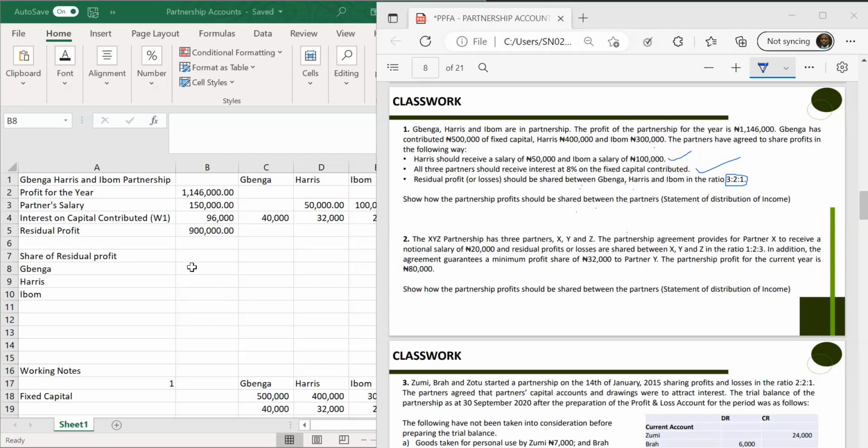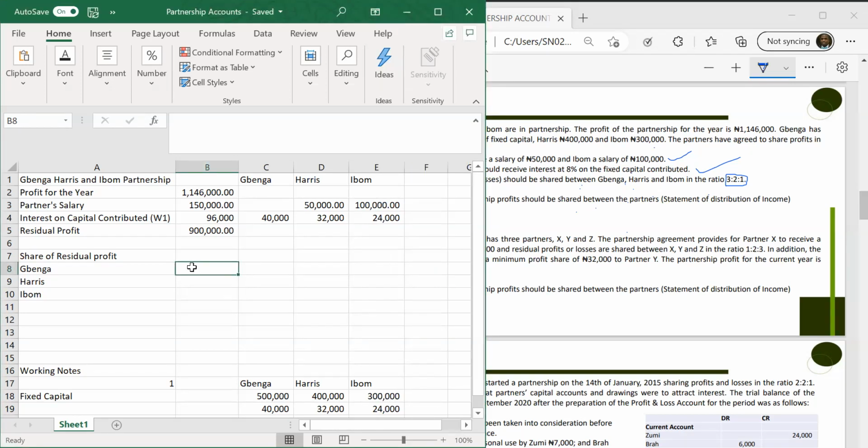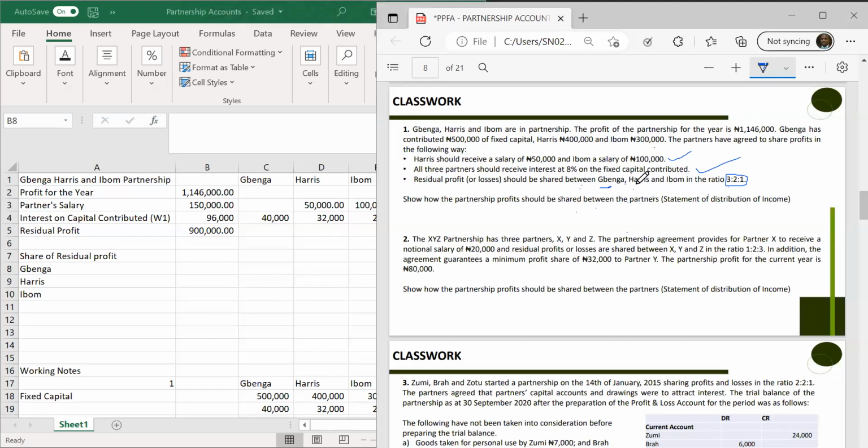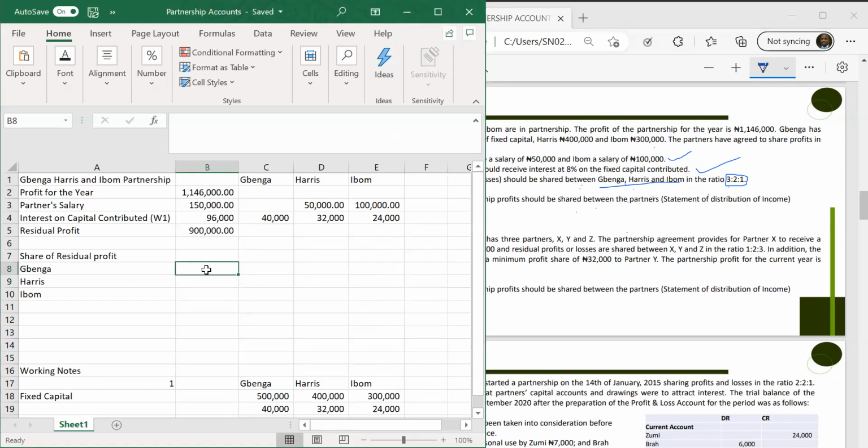So when you're trying to solve ratio, maybe for those watching the videos that do not know, the first thing to do is to add everything together. 3 plus 2 plus 1, that will give us what? 6. And you pick the first ratio. So if they arrange it this way, it means that Benga is 3, Aris is 2, and Ibom is 1. So first thing is to come here and do, this one will be 3/6.